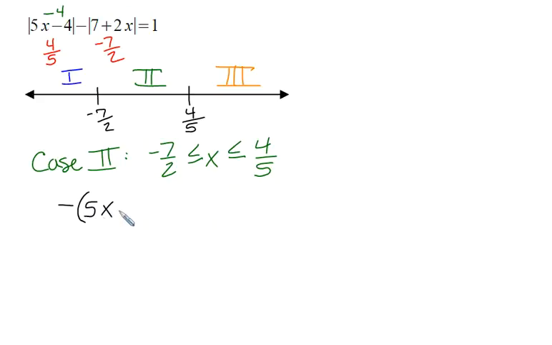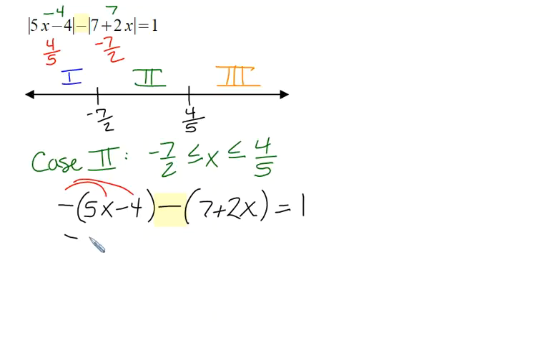So it's going to be the opposite of 5x minus 4. Now when we plug in x equals 0 over here, this is going to be 7, which means we can just take off the absolute value symbols without changing anything. But if we're not changing anything, make sure that we leave that negative sign that was out front where it belongs. And then we'll finish off the equation, say it's equal to 1. Please be careful with distributing the negative. So -5x plus 4 minus 7 minus 2x is equal to 1.